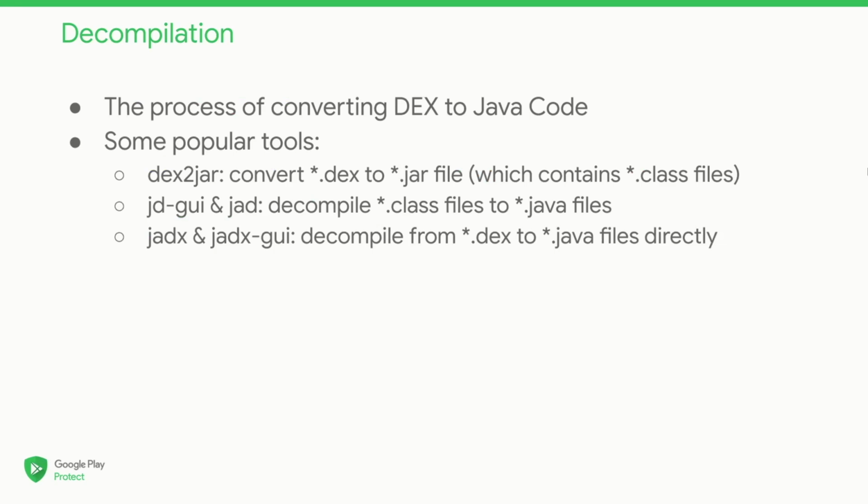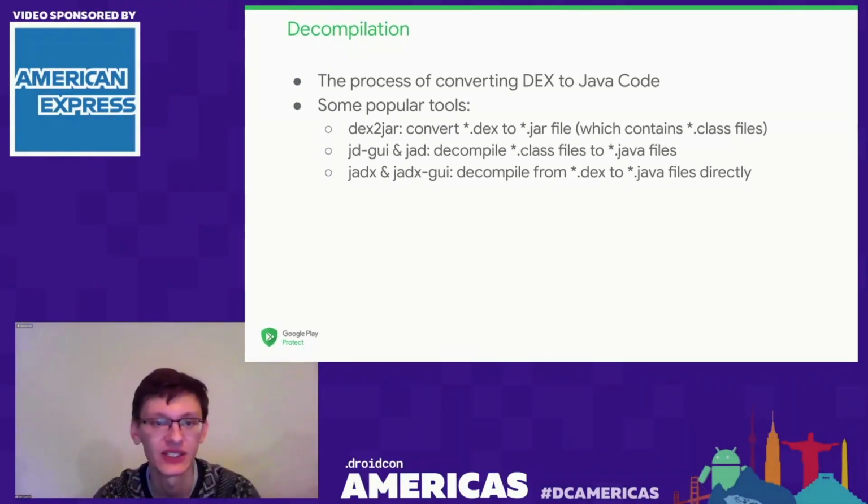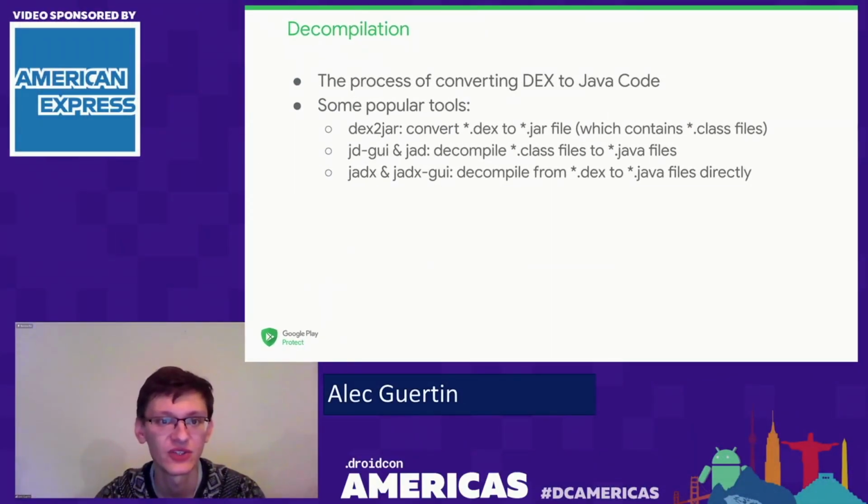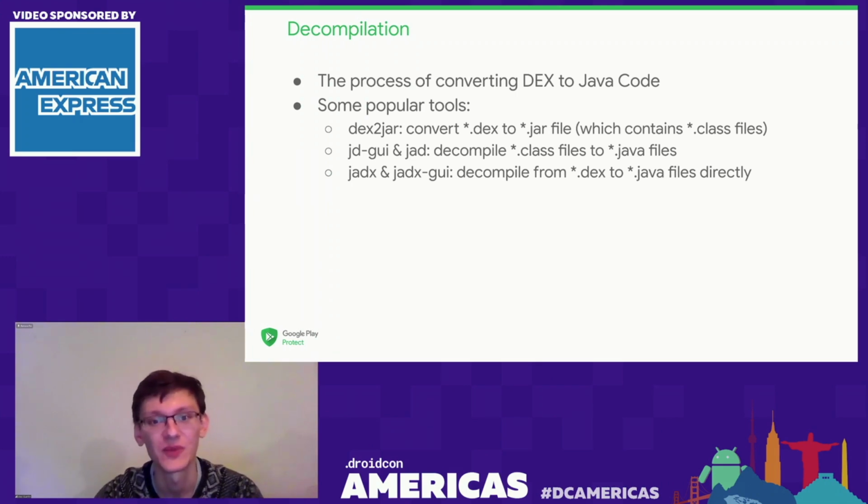So if we want to look more closely at the actual source code, then it can be useful to decompile to try and get back some readable Java code. There's a couple tools I've listed here, which I really recommend. These are not the only tools, but these ones are all open source, so it's a good starting point. Dex2jar will convert the dex file into a jar file, and that'll contain class files, and from there you can use a lot more tools that are not necessarily Android specific, but are for reverse engineering Java or decompiling Java.